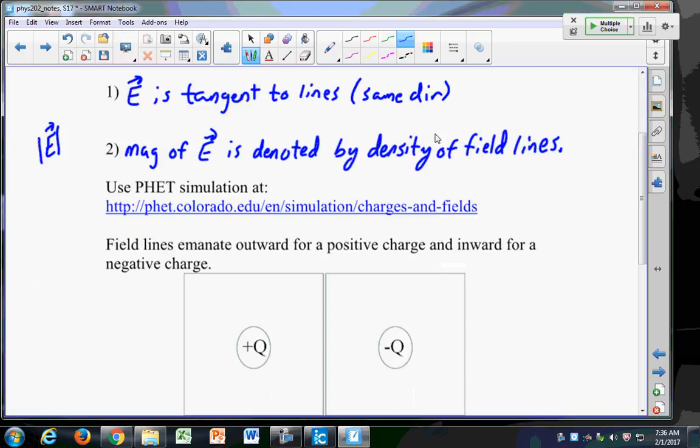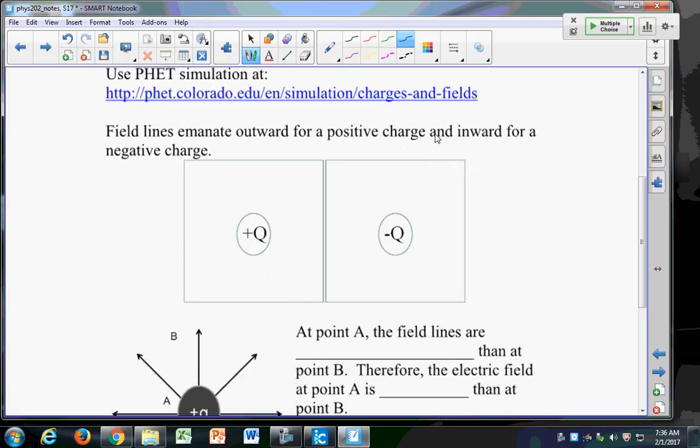All right. This is the simulation. If you didn't do this in the lab, you can go and look at it. Might be useful for you if you're not in the lab. You can simulate charges and the electric fields those charges have. Field lines emanate outward for a positive charge and inward for a negative charge.